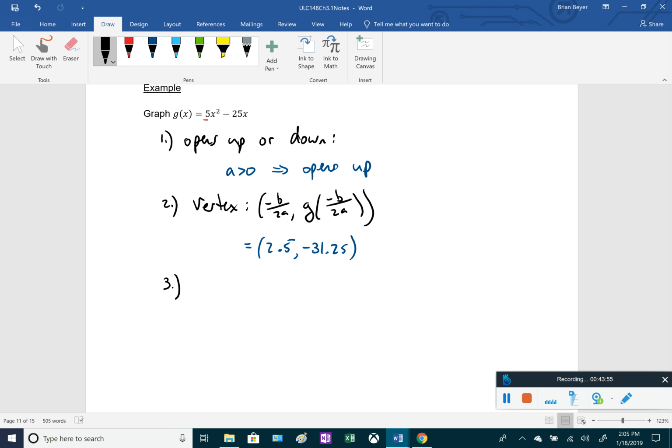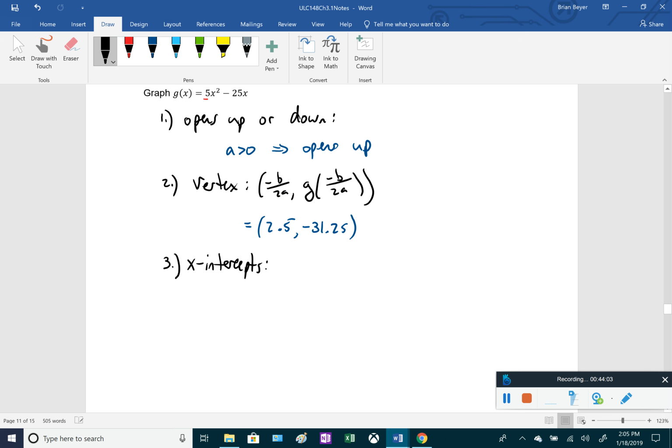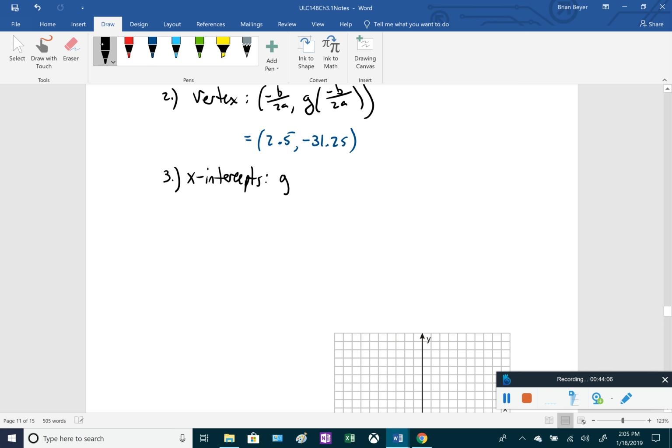And then for the third one, we are going to do the x-intercept, so we're going to set it equal to 0. So what was this? g of x equals 0. So it's going to be 5x squared minus 25x equals 0. Okay, so now once again, you can probably see why I put this one on here. So it's missing the constant term at the end.